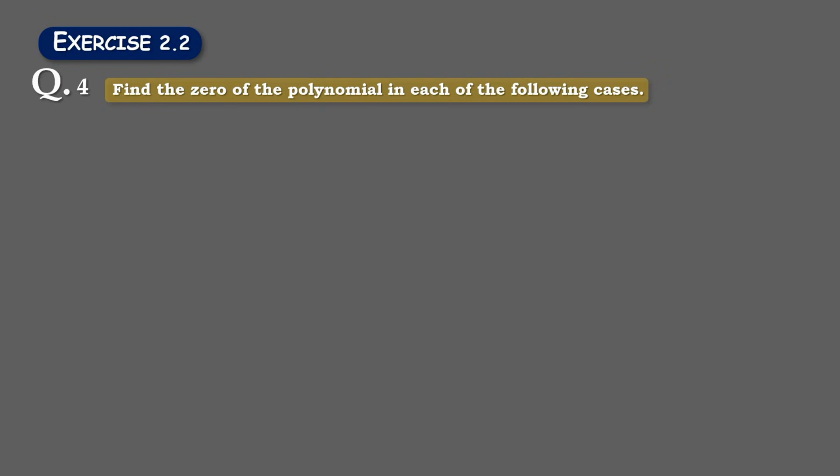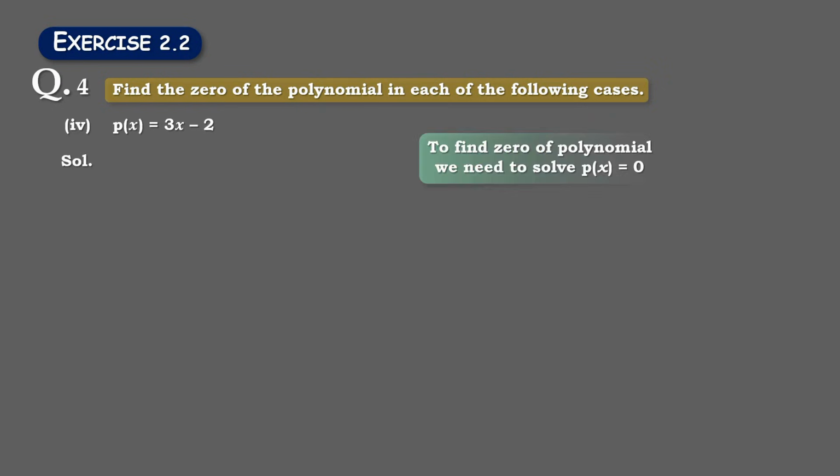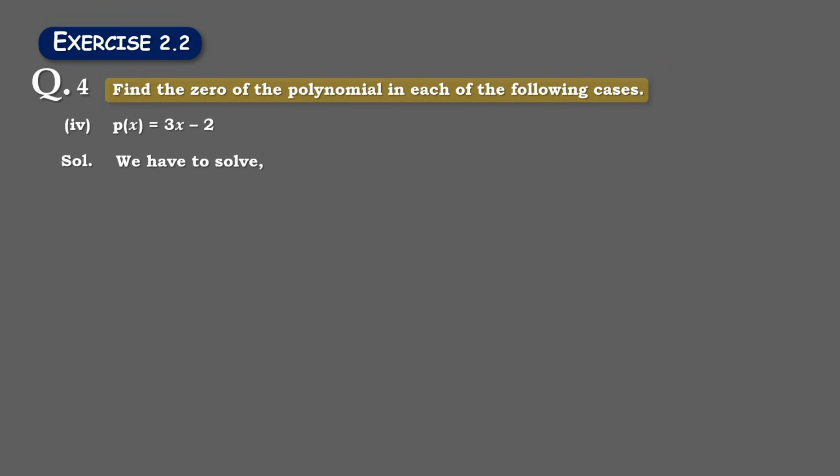We are given a polynomial and asked to find its zero. The given polynomial is p of x equals 3x minus 2. To find the zero of a polynomial, we must make the value of the polynomial equal to 0. So we write p of x equals 0. This gives the equation 3x minus 2 equals 0. Now we solve this equation step by step.